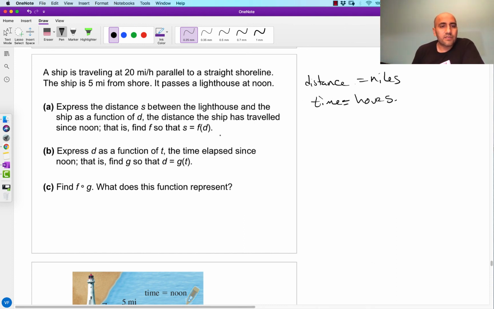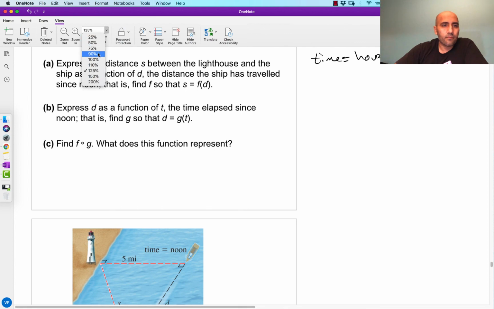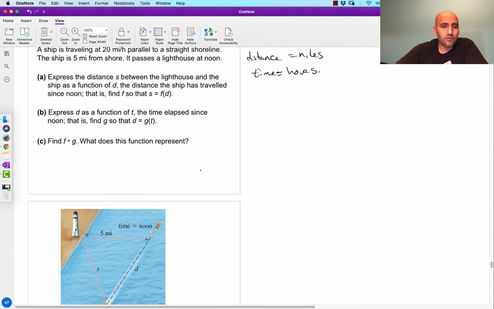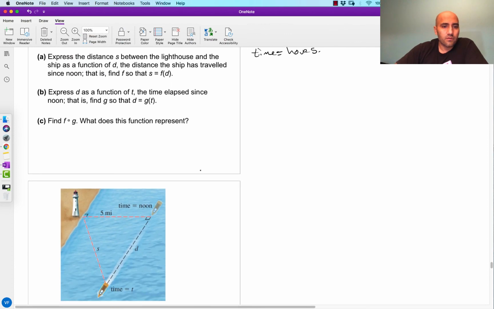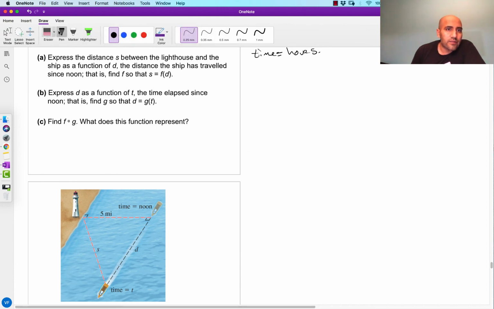Okay, so express the distance s between the lighthouse and the ship as a function of d. Let me zoom out a little bit to capture the whole thing. So express the distance s between the lighthouse and the ship as a function of d. Luckily, because this is a nice right triangle right over here, a perfect right triangle. That's what this little notation there means.